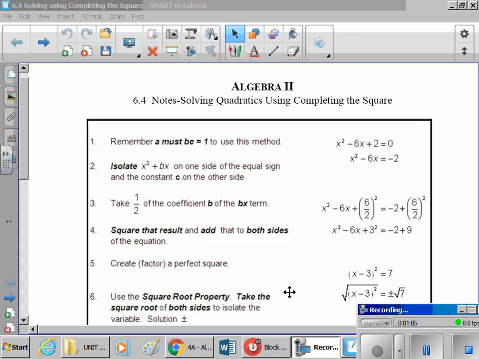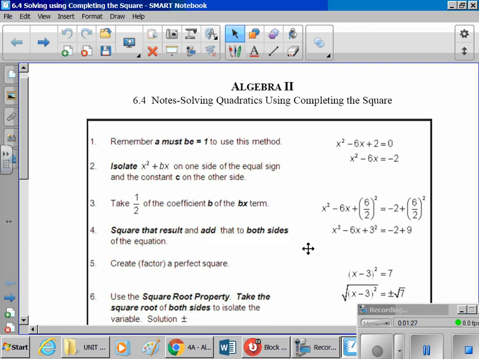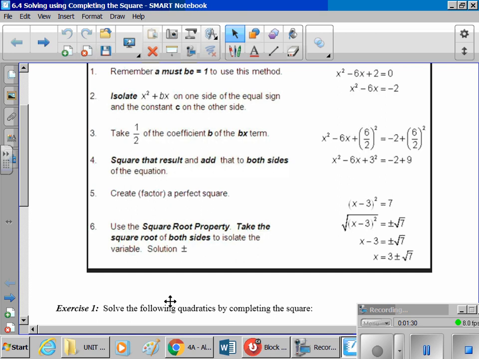So the first box at the top gives you a little bit of an example of how this all works. Remember, a must be equal to 1. So if it's not equal to 1, you need to solve it. Here, take half of the coefficient of b and square it. That's what we did here, the 6 over 3. And then we come down here a little bit. It says create a factor of perfect square, which we do.